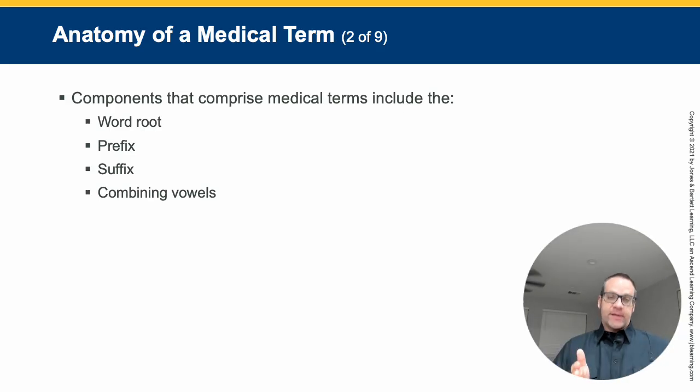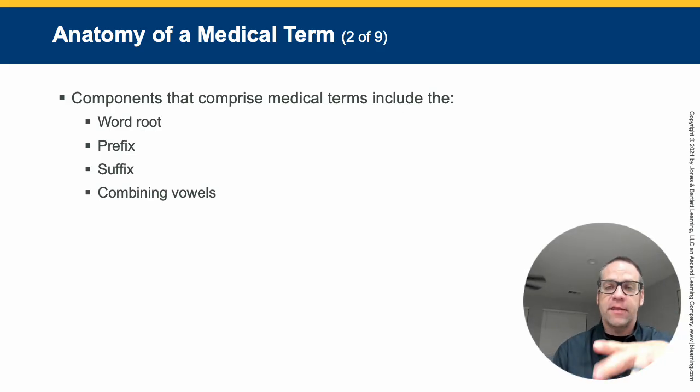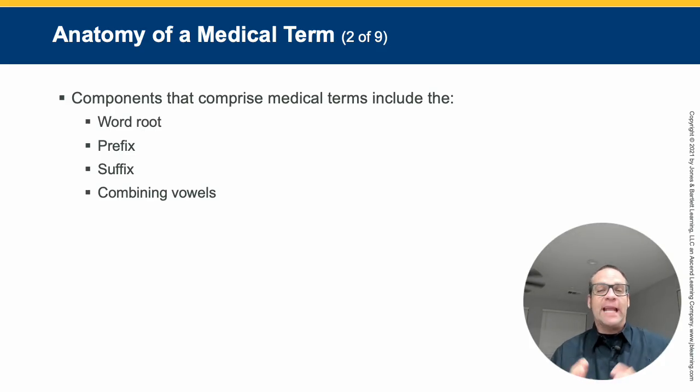Now let's look at the suffix, okay? Appearing at the end, the suffix often tells us a procedure, a condition, or a disease. The suffix itis, very common, indicates inflammation, as in the example arthritis, okay? So arth is a word root referring to a joint. So when you combine it all, arthritis is inflammation of a joint.